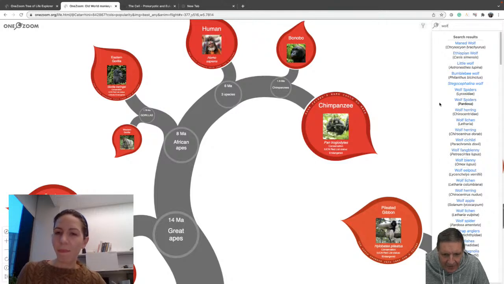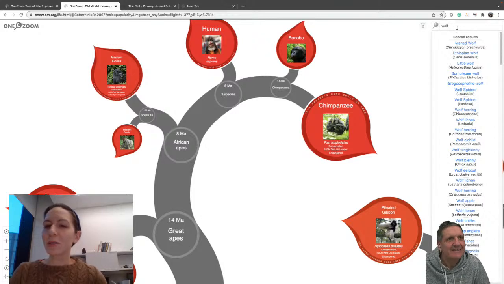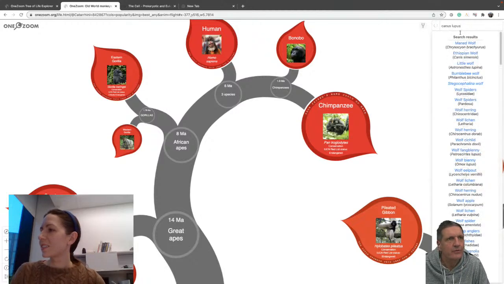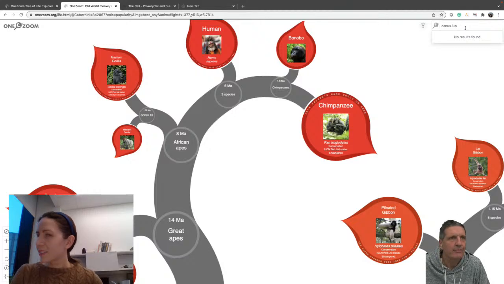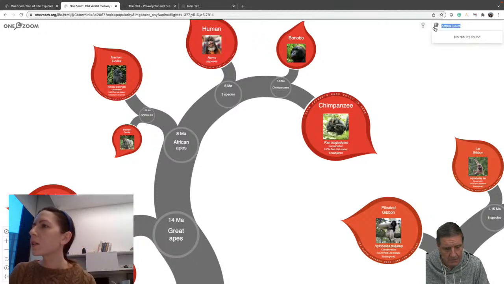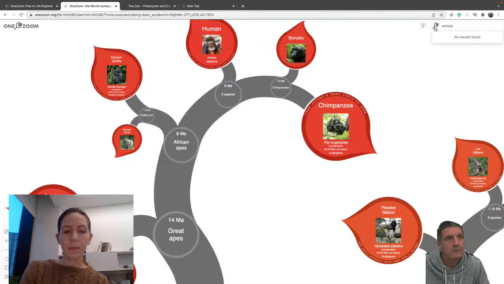Look for pugs, I don't know. Did you find the wolf? Yeah, look up Canis lupus, C-A-N-I-S. Come on, I can't type here. Lupus, something like that. Is it lupus or lupus? That's what I did, and I can't find anything. Why aren't there wolves here? Let me look on mine.